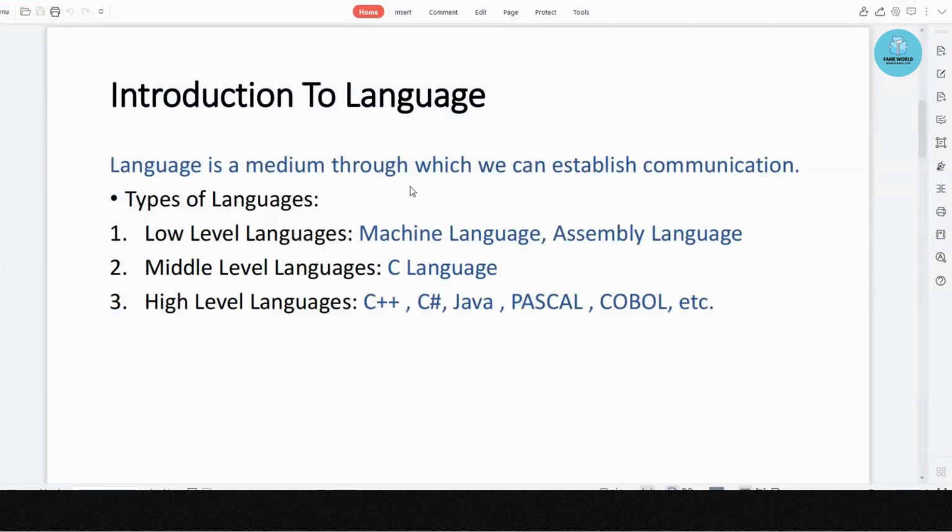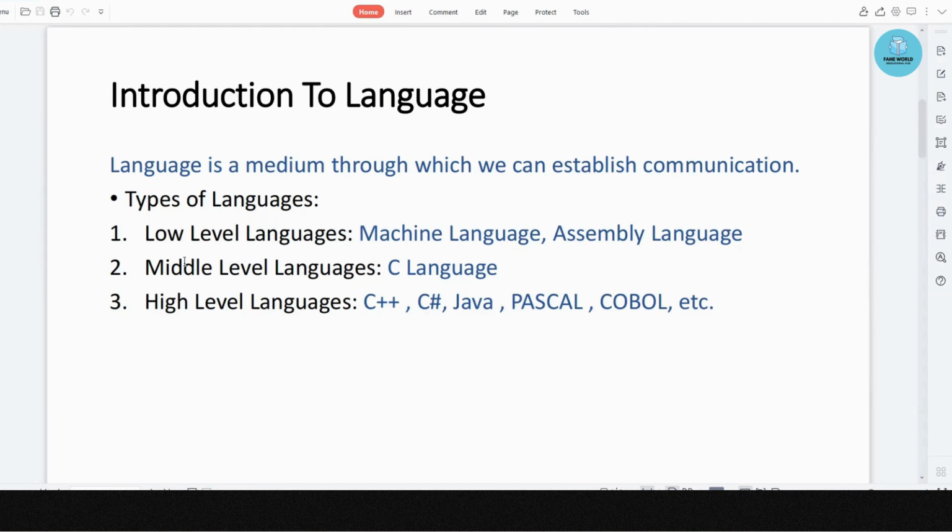Let's talk about the different types of languages. There are three different types of languages. This is the very basic classification: low level, middle level, and high level. The low level language is simply the one which is machine dependent. Machine language and assembly language are the only two languages which are kept into the low level language category.